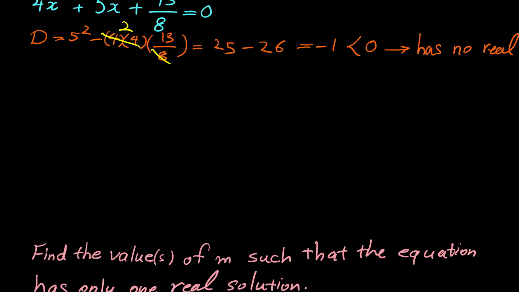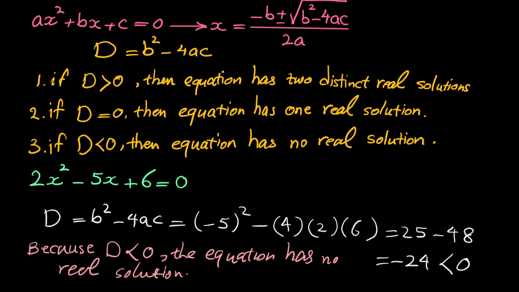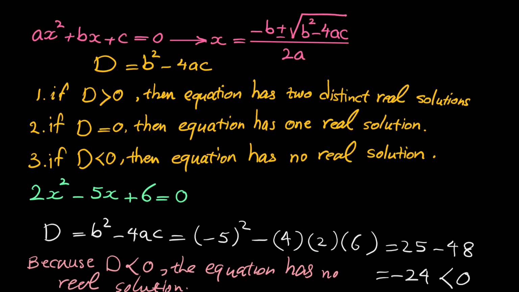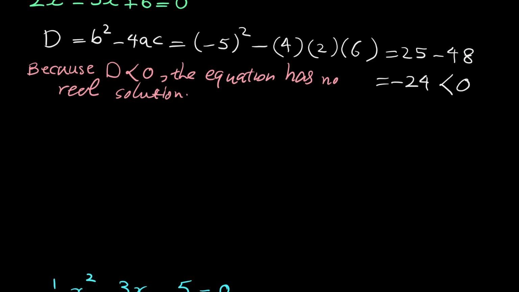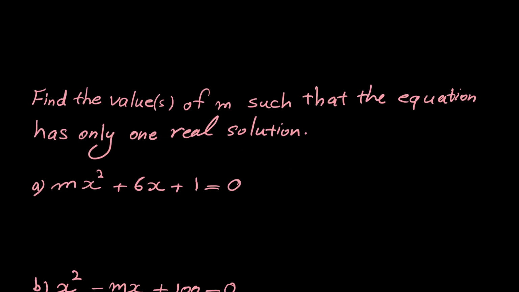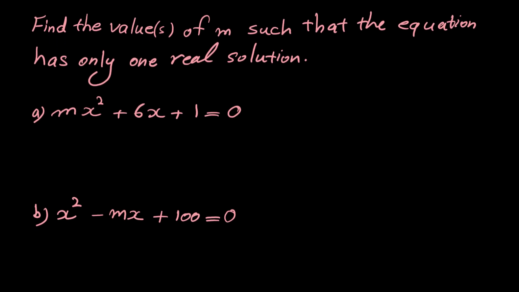Let me remind you, for a quadratic equation, we have only one solution when the discriminant is 0. So, for this question, if we want to have only one real solution, the discriminant of this equation should be 0. So let's calculate the discriminant.